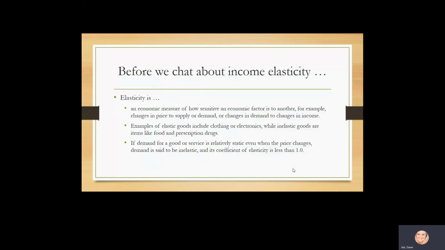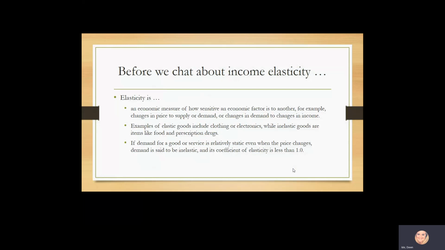Okay, so it could be changes in price to supply or demand, or changes in demand to changes in income. And all that means is, sometimes we can afford things, sometimes we can't. It's all based upon, can we afford it? How much are we making, right? So these are very, very simple, easy concepts for you guys. And these are things that you have gone over and that you know already. So what I want you to think about when you're thinking about elasticity is just think about changes in supply, demand, or price, right?